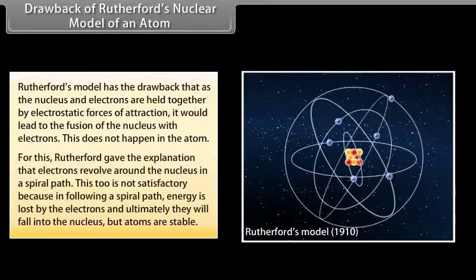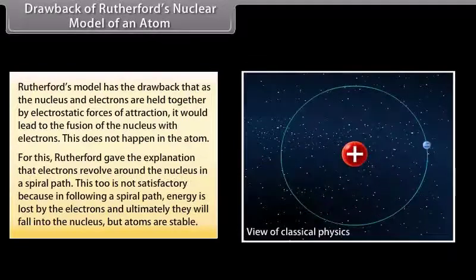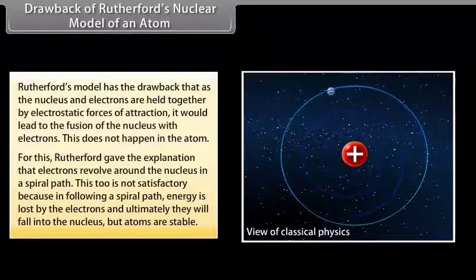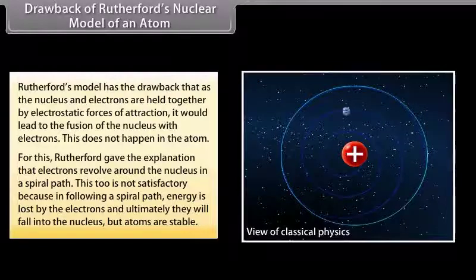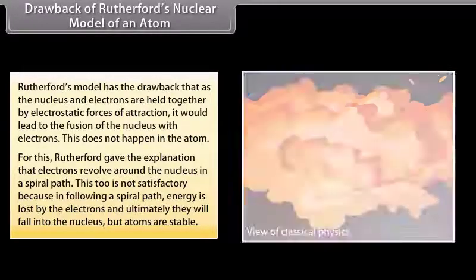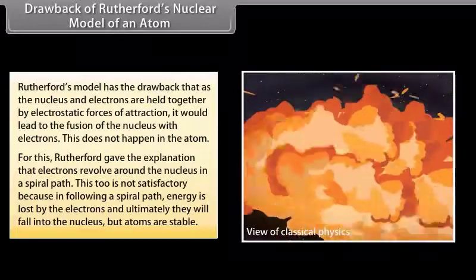For this, Rutherford gave the explanation that electrons revolve around the nucleus in a spiral path. This too is not satisfactory because in following a spiral path, energy is lost by the electrons and ultimately they will fall into the nucleus, but atoms are stable.